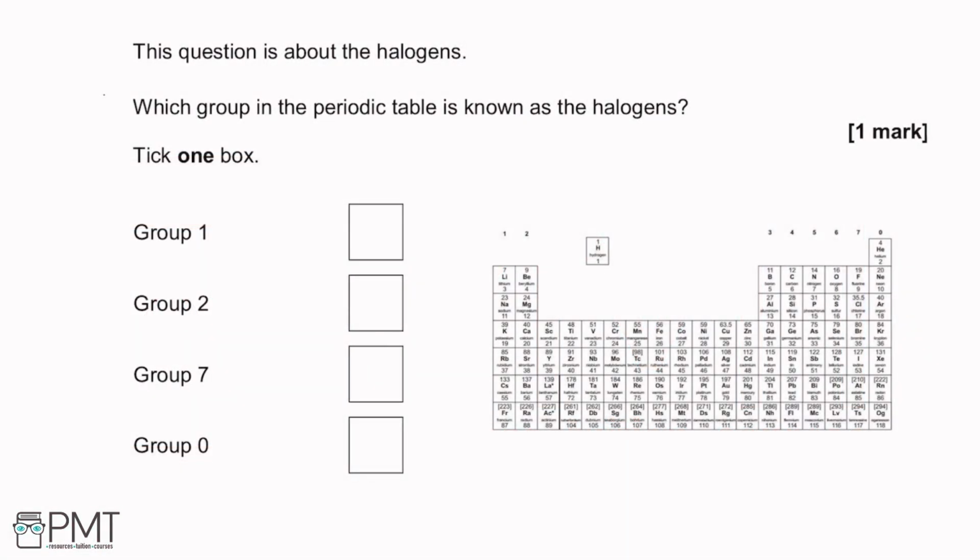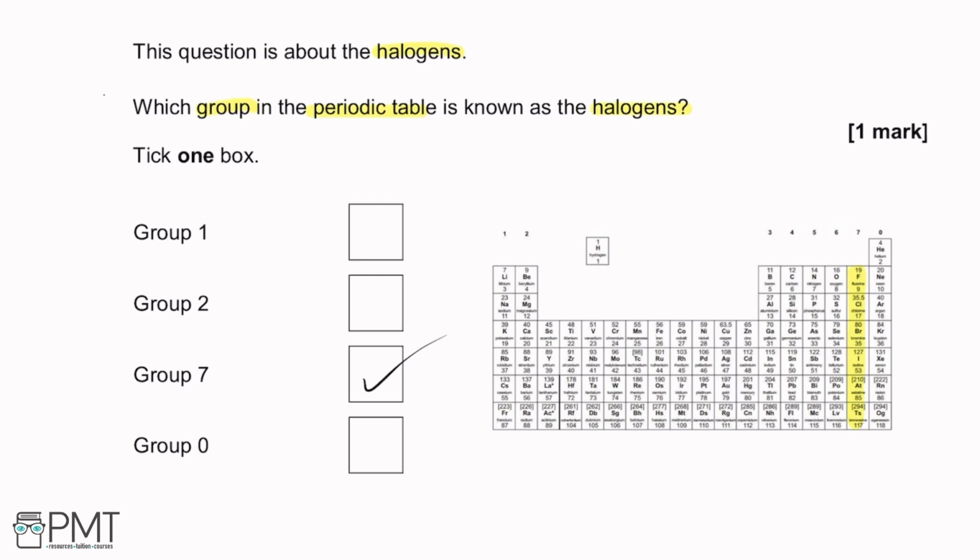This question is about the halogens. Which group in the periodic table is known as the halogens? Tick one box for 1 mark. So our options are group 1, group 2, group 7 and group 0. Now the correct answer for this question was group 7, for 1 mark. So I'm just going to highlight the group 7 elements here in yellow.